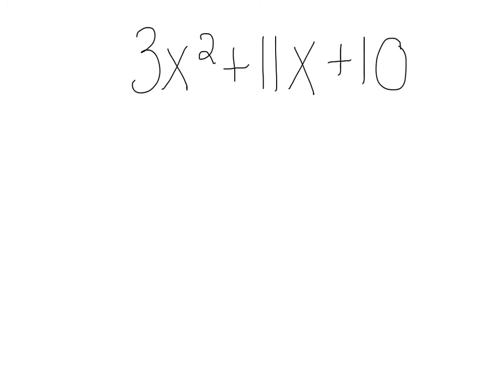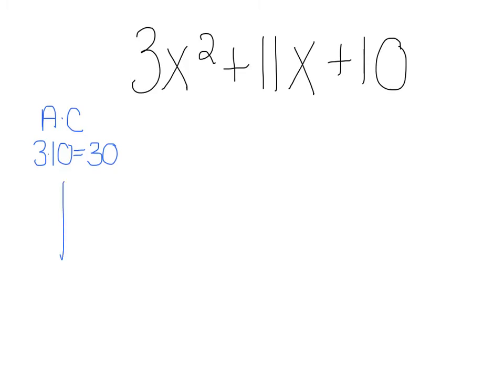Okay. We've got 3x squared plus 11x plus 10. First thing I need to do is multiply a times c. So I've got 3 times 10, which is 30. So I'm looking for two numbers that multiply to 30 but add to 11.